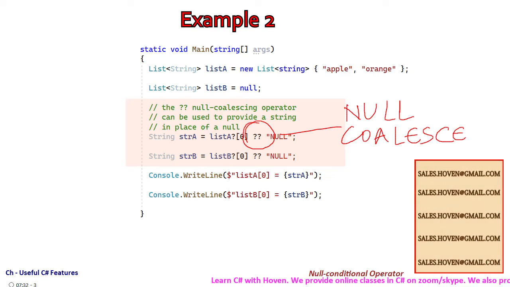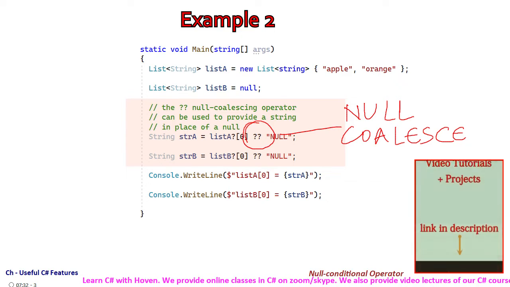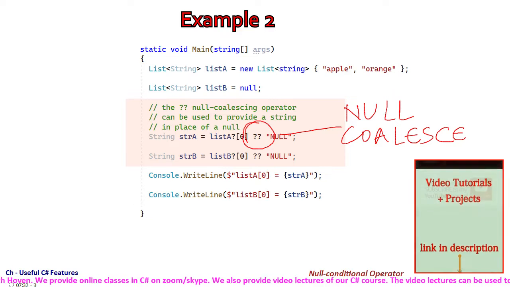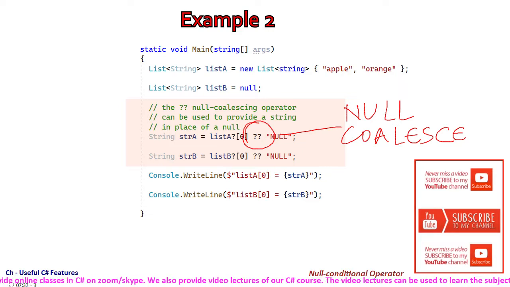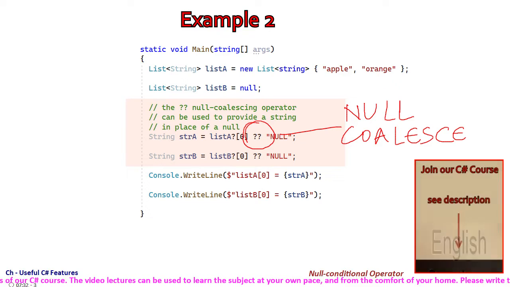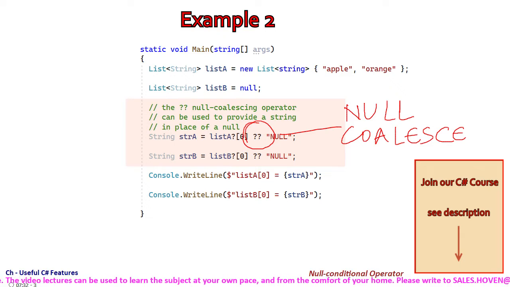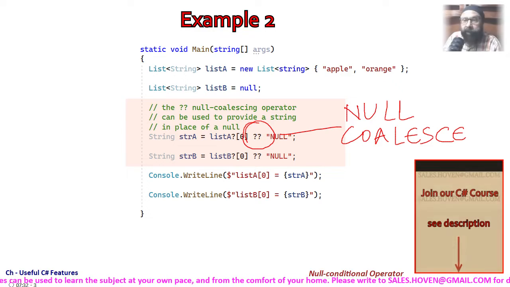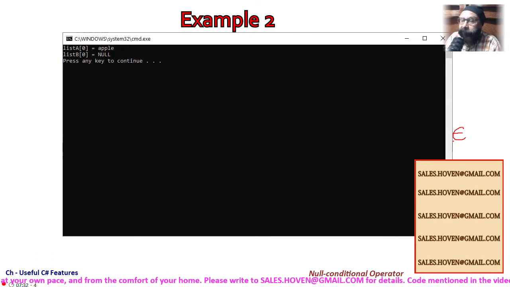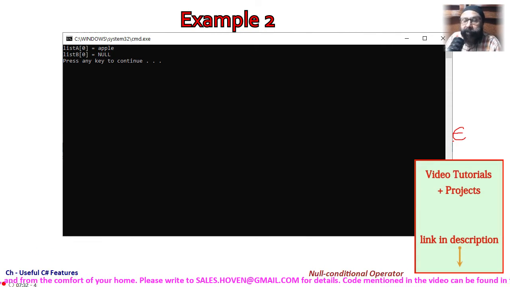So there should be a problem when an attempt is made to access its first element. There should be a program crash. But the use of the null reference operator prevents this crash and returns a null value instead. The 2 question marks operator gives us the string in case of this null, and we can run the program to verify that the program completes successfully.